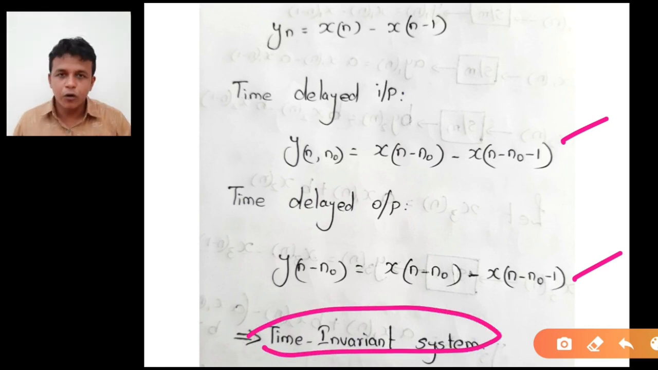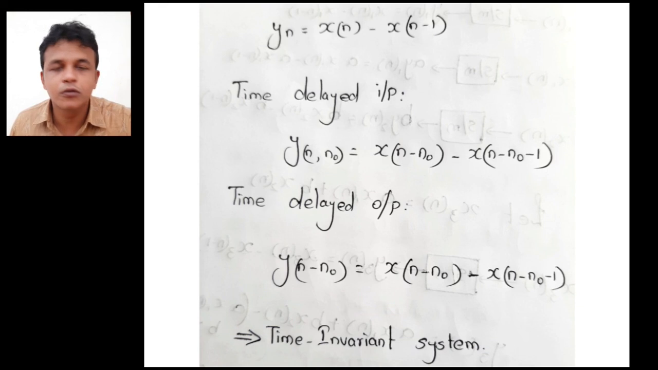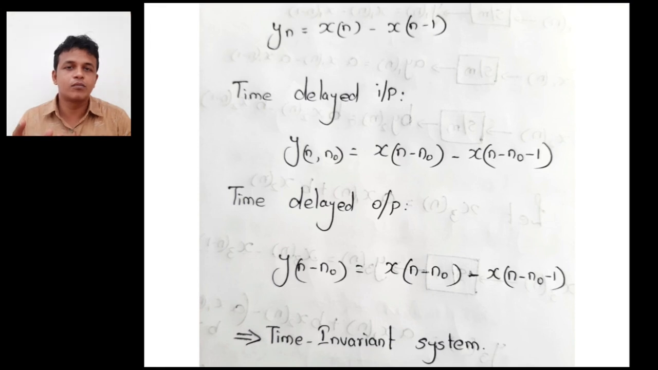I hope you have understood how to solve the problems related to classification of systems, how to identify whether a system belongs to causal or non-causal, memory or memoryless, stable or unstable. Certain factors can be found out immediately on looking at the system equation. I hope you have understood that.